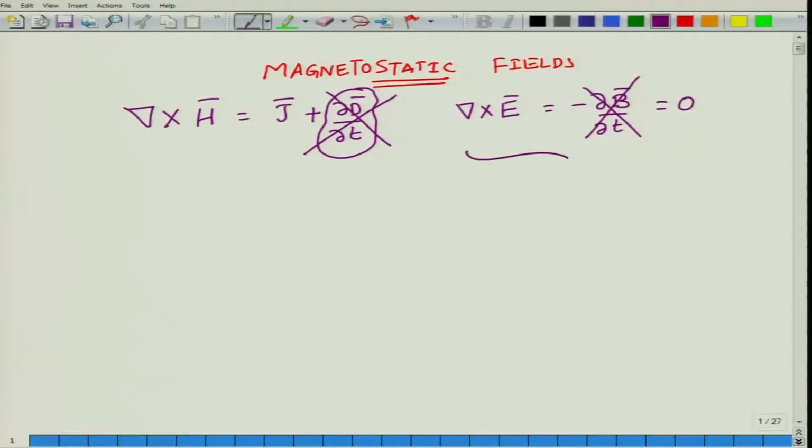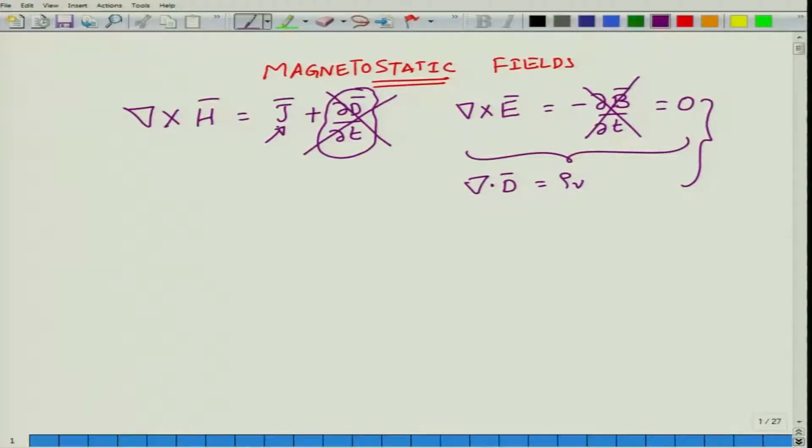In fact, del cross E equal to 0 together with del dot D equal to rho V constitutes all the laws that we call electrostatics. That is, these laws are sufficient for us to tell what is happening or how to calculate the electrostatic fields. Because the displacement current is removed, what we have for the curl of the magnetic field is only the conduction current J. And this conduction current distribution, if it is known, will allow you to calculate the magnetic field H.